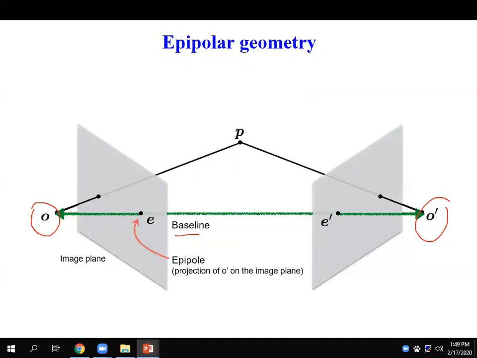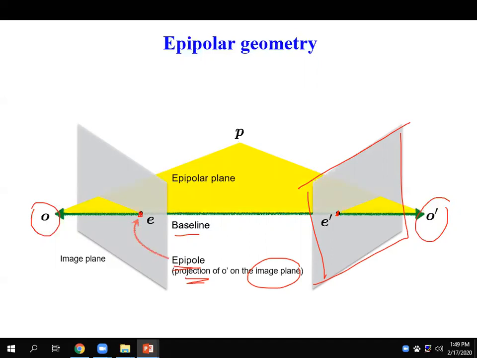This baseline will intersect the image plane of the first one in something called E dash, and it will intersect the other one in something called E, and this is called the epipole, which is the projection of these over the image plane. This is called the epipole. This guy, which consists of the 3D object connected by the two centers of projection of my cameras, this plane is called the epipolar plane.